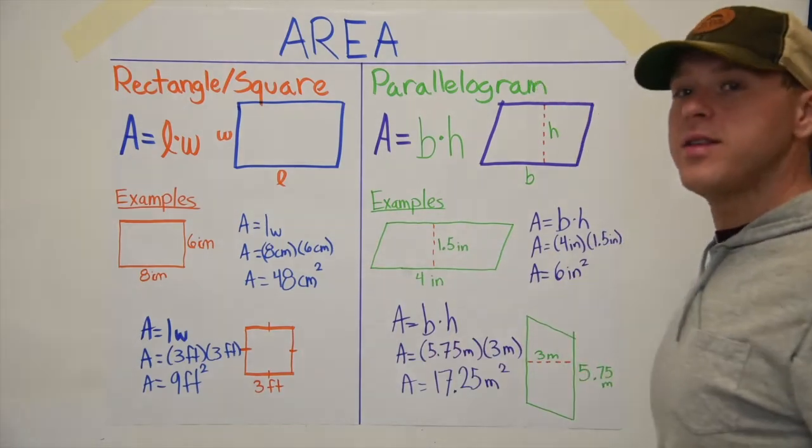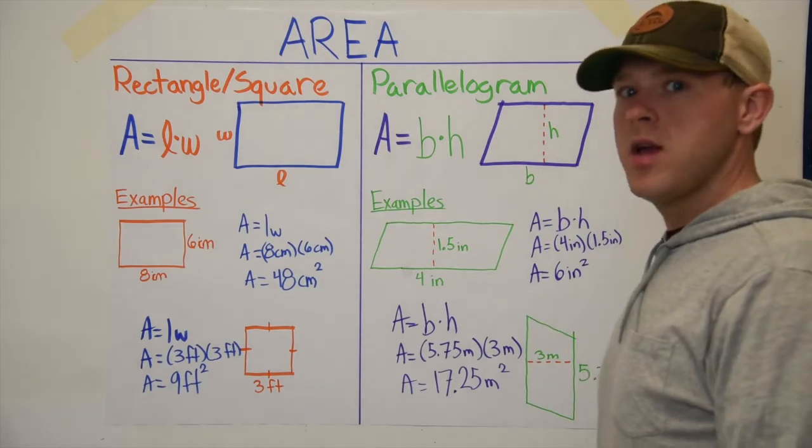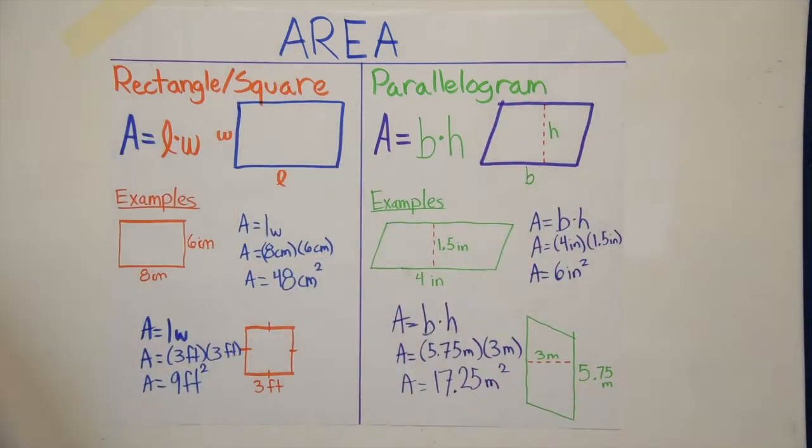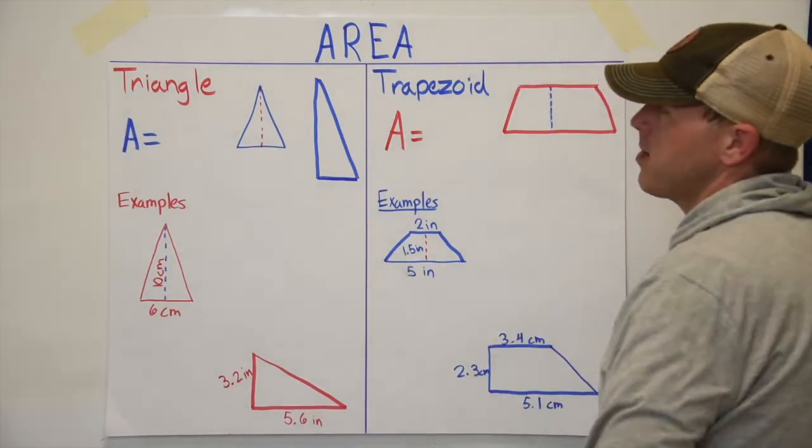All right, but these two are the first two we're going to fill out. Now we're going to fill out the next two, which have to do with triangles and trapezoids, the two T's. All right, so let's get started.